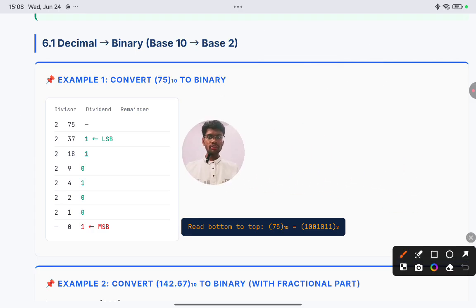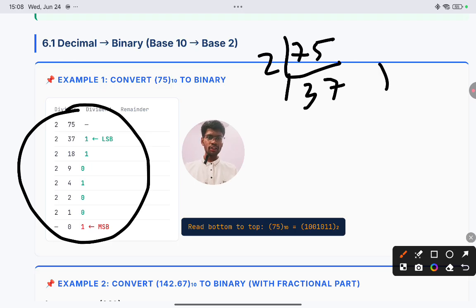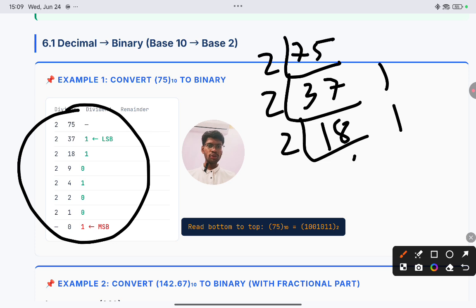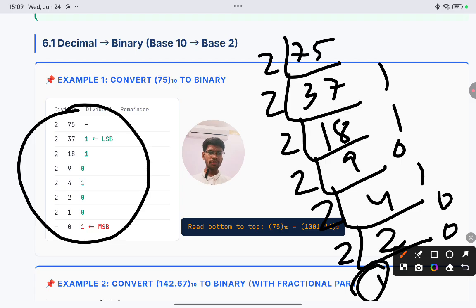So as you can see here also, 75 divided by 2 is 37, remainder is 1, divided by 2, 18 you get, remainder 1, 2, 9 remainder 0, 2 you get 4 remainder 1, and 2 you get 2 remainder 0, and 2 when divided by 2 you get 1 remainder 0, and last you get 1, right? So 1 is the MSB, or the most significant bit.